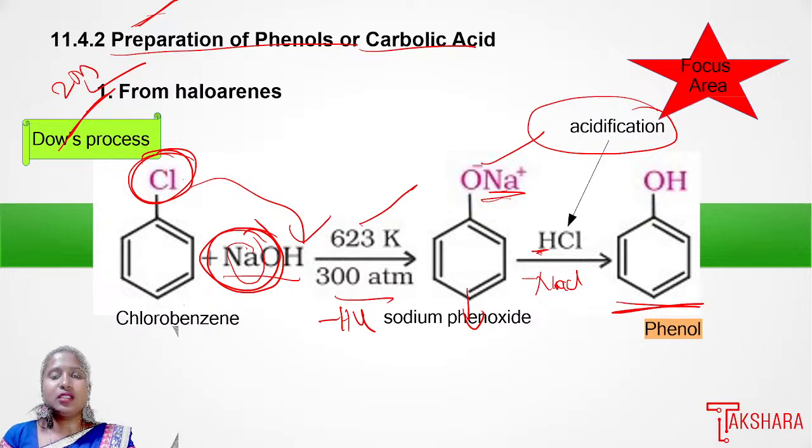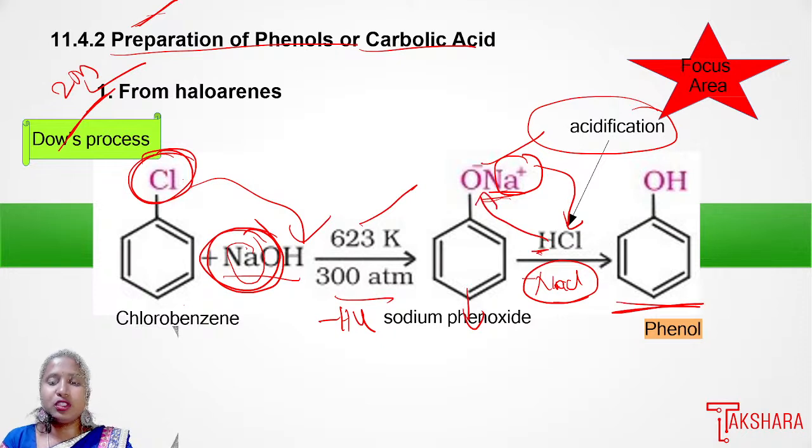When that sodium phenoxide undergoes acidification in the presence of HCl, Na combines with Cl and removes NaCl as a product. The H combines with oxygen and we get the product, phenol. So this reaction, conversion of haloarene into phenol, is called Dow's process.